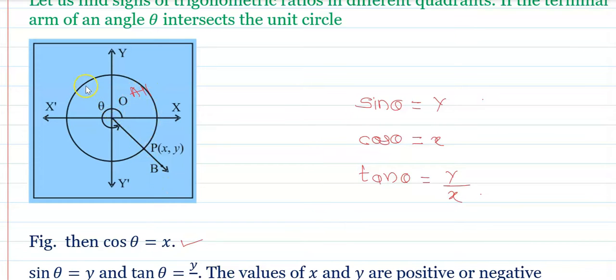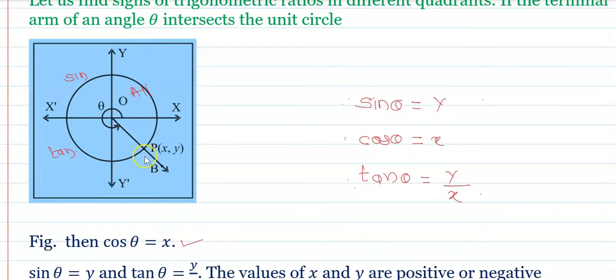If this point P lies in the second quadrant, x is negative and therefore cos theta and tan theta are negative, sin theta is positive. Which is positive in the second quadrant? In the second quadrant only sin is positive. And what about the third quadrant? If the point P lies in the third quadrant, then x and y both are negative. Therefore sin is negative, cos is negative, and tan will be positive because negative upon negative. And so we say that in the third quadrant tan is positive.